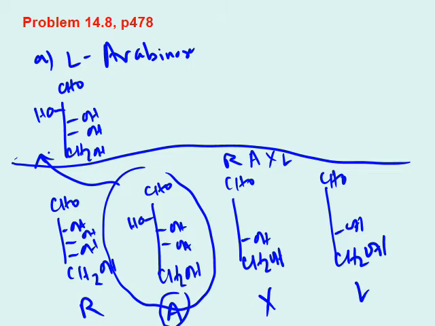Now what I'm going to do is get the mirror image. Let's assume that I have a mirror here. Let's reflect it to get our answer. So I'm going to write that down in a different color.